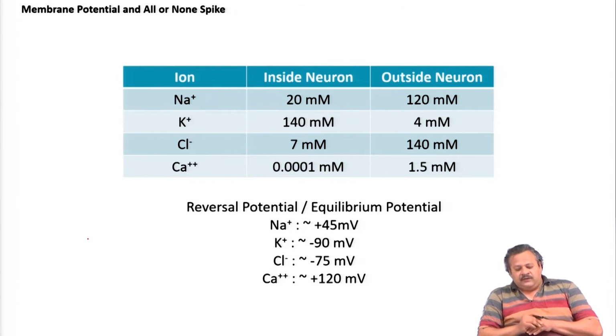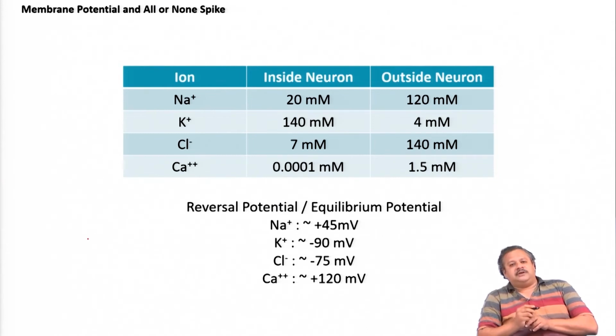That is, if the concentration were the driving factor, then potassium would be flowing out of the neuron because of the high concentration inside, and sodium would be flowing into the neuron because of the high concentration of sodium outside. And similarly, chloride has a similar nature to sodium, that is, the chloride concentration is low inside the neuron and very high outside the neuron, and calcium too is extremely small in terms of its concentration inside the neuron and outside the neuron.